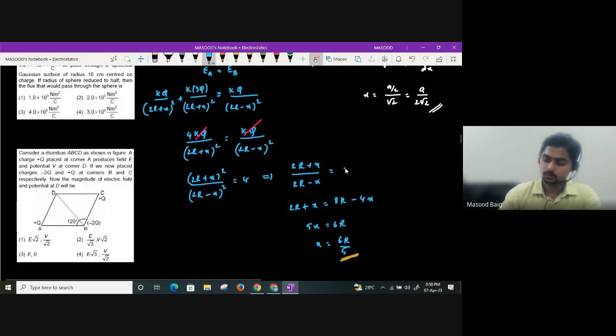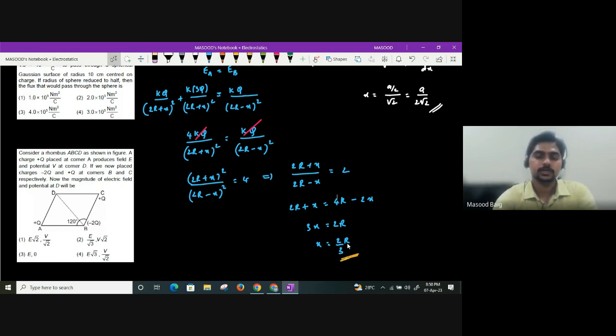You take it as 2 here. So I'm going to get it as 4r minus 2x. With 4r minus 2x, I'll get 3x over here and 2r over here. 2 by 3r you should get. Clear, all of you? So 3x will be equal to 2r, x will be 2 by 3r.